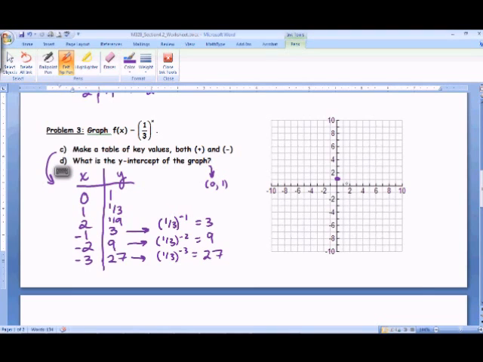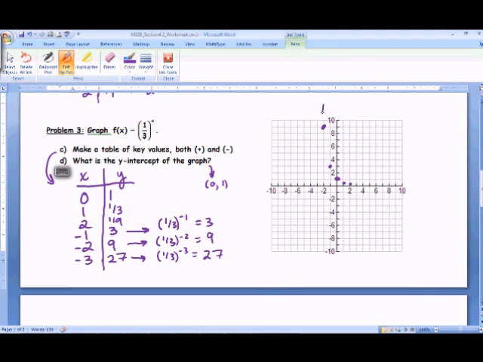Let's get a couple other points. 1, 1/3. Man, this thing's shrinking really, really quickly. By 2, I'm at 1/9. It's very hard to even graph that. Then -1, 3, -2, 9, and then I'm already off my graph.